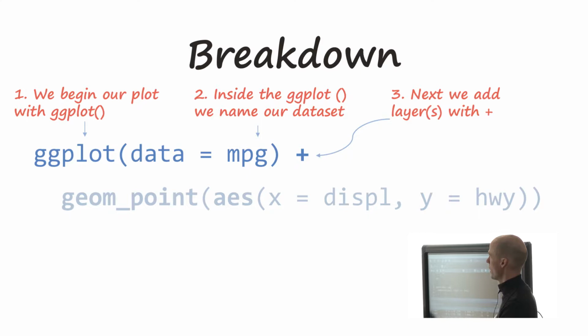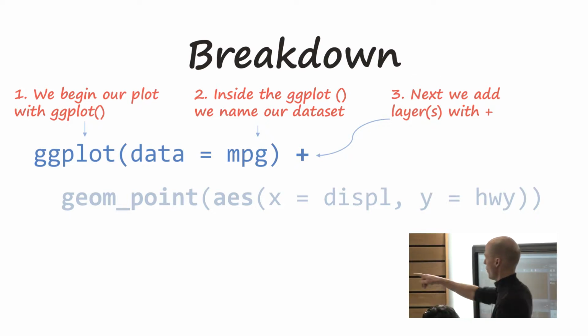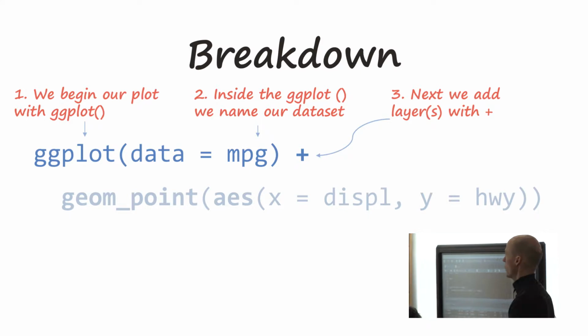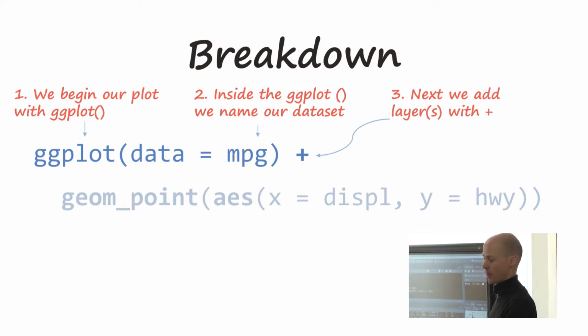Inside the ggplot command we'll often specify the name of the data. I've done it explicitly here, so we've got data equals mpg. And then we'll add a layer. They're called layers. The geom point was a layer. We'll add them with plus, and when you're adding layers, you can add multiple layers. The plus will always go at the end of a line.